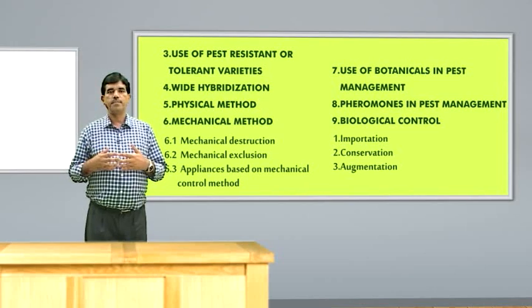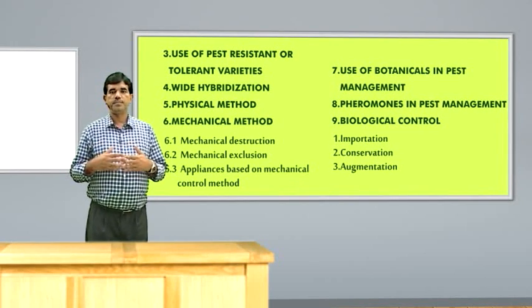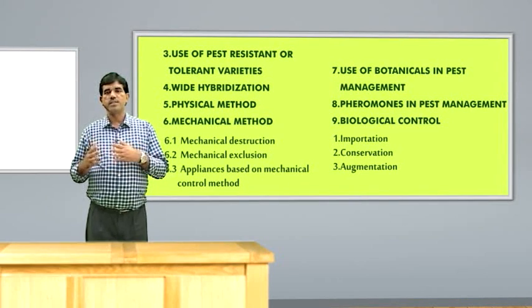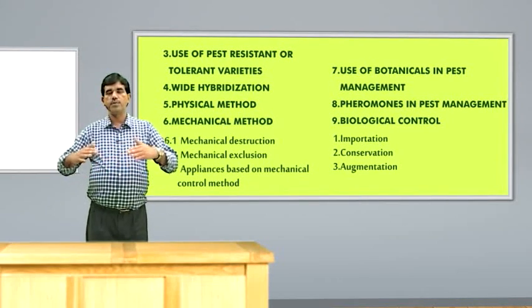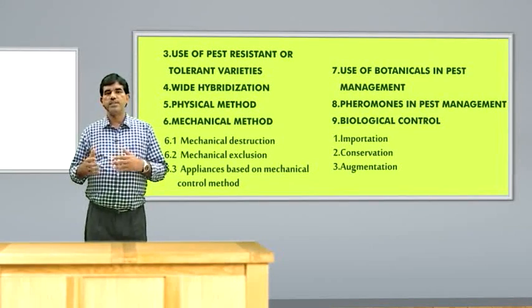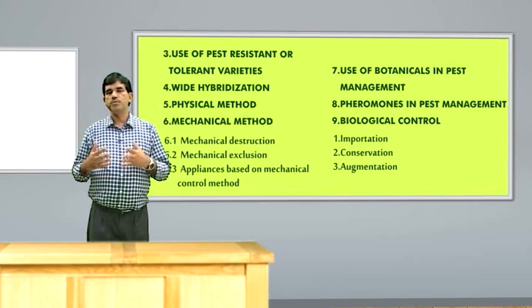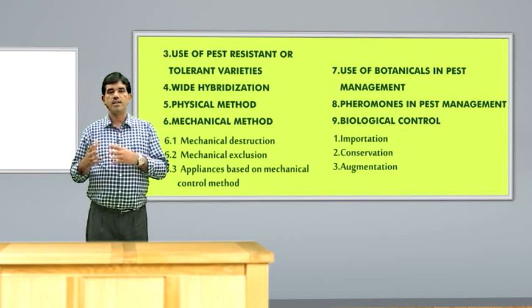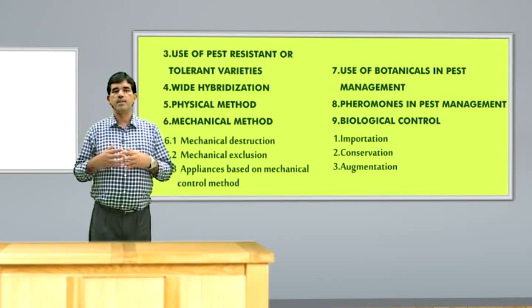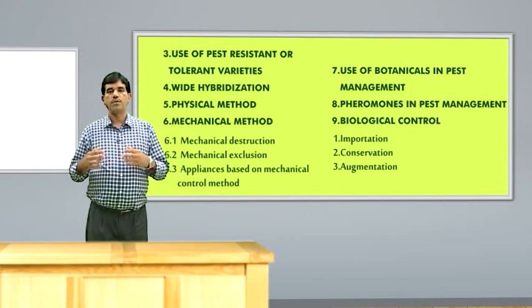Mechanical exclusion: wrapping of fruits against pomegranate fruit borer, banding with grease against mango mealybug. We can put a band around the trunk of the mango and it can manage the mealybug. Trenching for larvae of red hairy caterpillar. A tin barrier can be used around the coconut tree trunk to prevent rat damage. Rat proof structures can be installed in storage godowns.